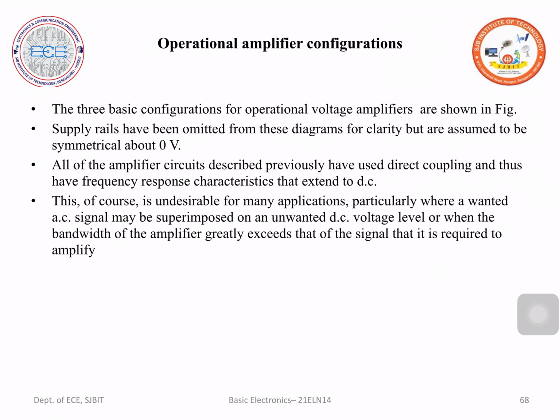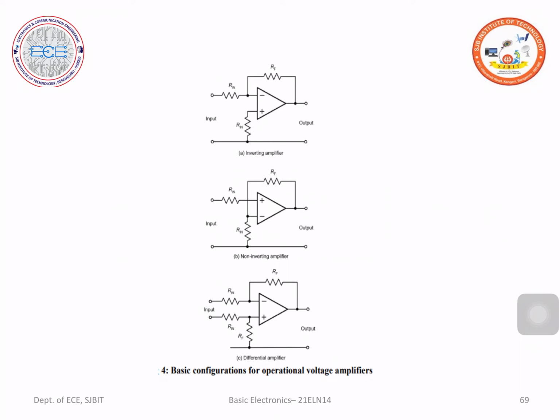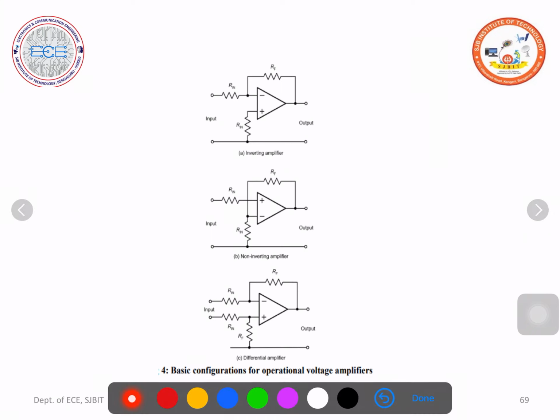In this video, initially let us see the configurations of operational amplifier. There are three basic configurations for operational voltage amplifiers. So these are the three basic configurations for operational amplifiers. The first one is the inverting amplifier. The name itself says the input is applied to the inverting input terminal. The signal applied to the inverting input terminal will get amplified.